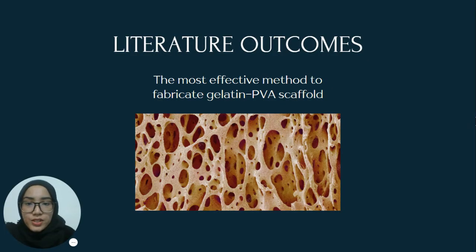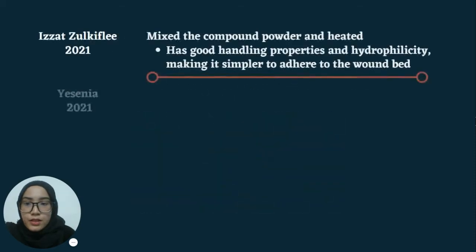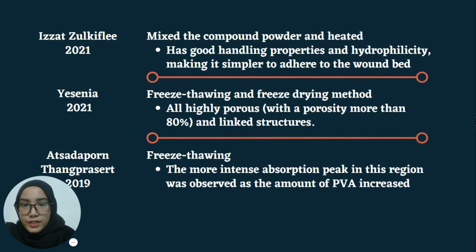Okay, now moving to the literature outcome, the most effective method to fabricate gelatin-PVA scaffold. Izzat Zulkifli in 2021 mixed the compound with powder and heat, which has good handling properties and hydrophilicity, making it simpler to adhere to the wound bed. Next, Yesenia used freeze thawing and freeze drying methods, which were highly porous with a porosity of more than 80% and a lean structure. And next, Sadapon used the freeze thawing method; a more intense absorption peak in this region was observed as the amount of PVA increased.